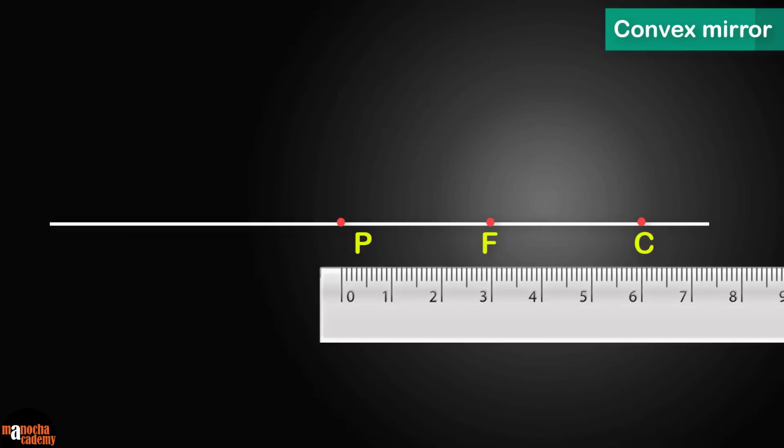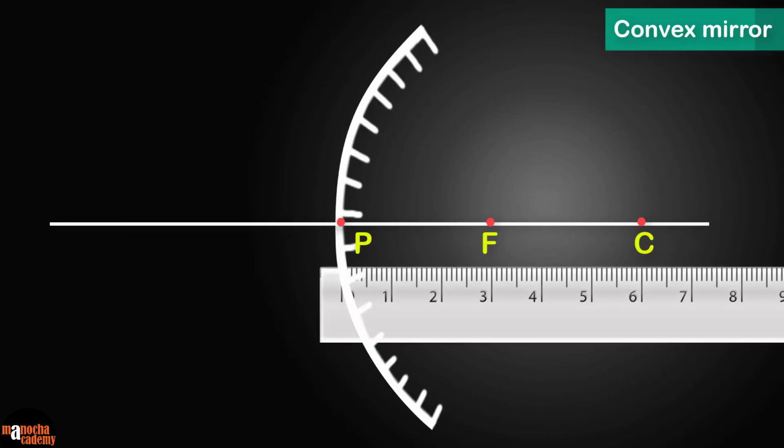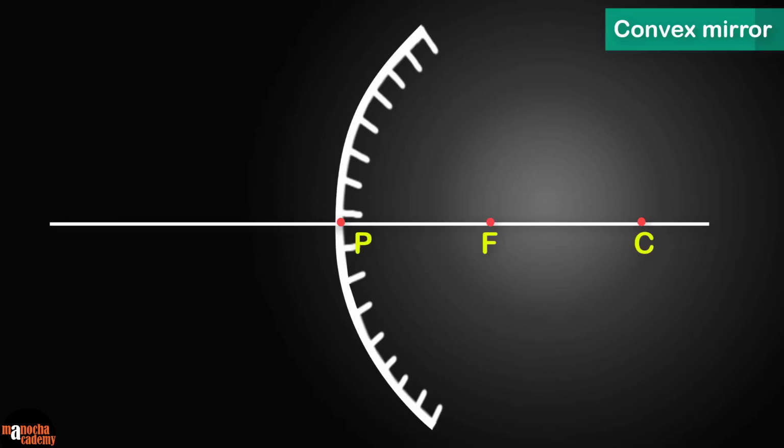concave mirror. Now use your compass to draw an arc for the convex mirror. The compass point should be placed at C, the center of curvature. The radius of the arc will be CP equal to 6 centimeters in this case. Mark the back side of the mirror with these dashed lines.